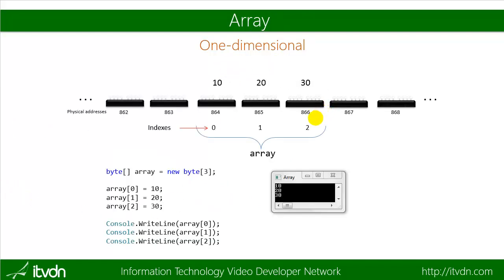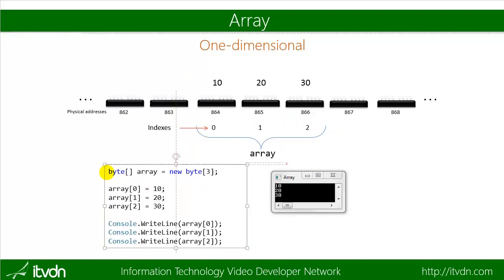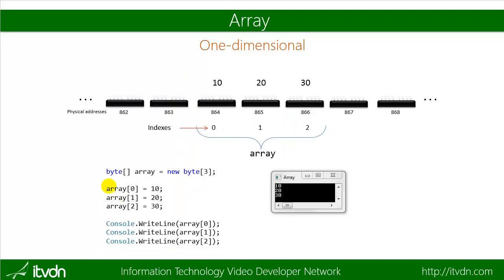One-dimensional array. Here you can see almost the same thing we had, but in this case, array 0 has a value of 10, array 1 has a value of 20, array 2 has a value of 30. So here we have our array with 3 elements, and this is how to write it. And then here we are initializing our array and its elements.